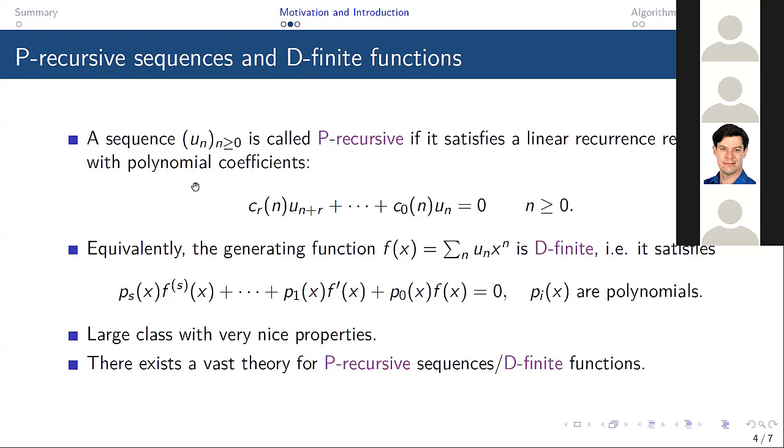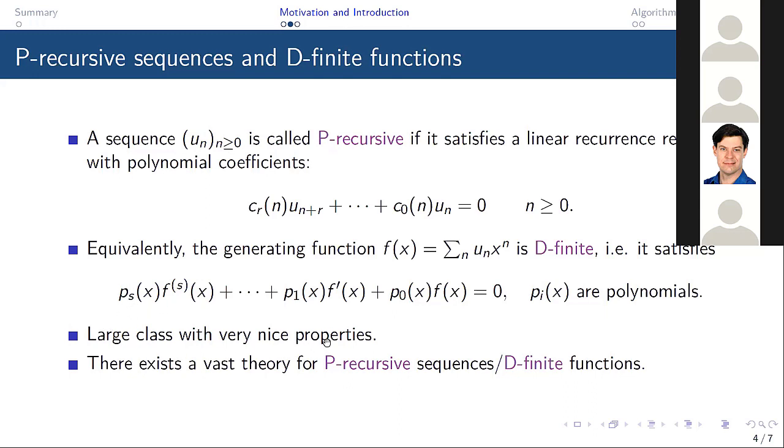But for example, in the talk before me, there were Bell numbers mentioned, which are not definite, but they are almost definite in the sense that they satisfy something very similar. And there, these techniques can also be applied, for example. So a sequence is recursive if it satisfies a linear recurrence relation with polynomial coefficients, like this one. And equivalently, the generating function will then be definite, so satisfying a linear differential equation with polynomial coefficients.